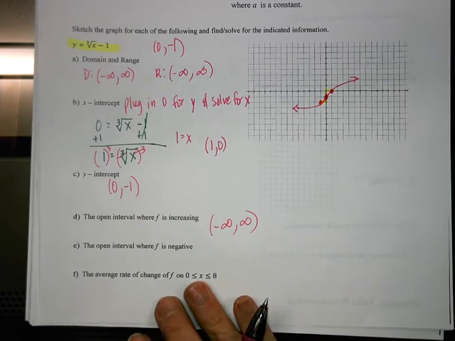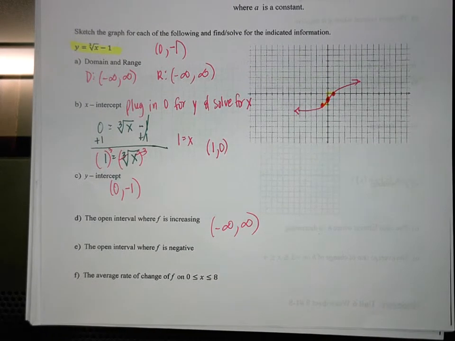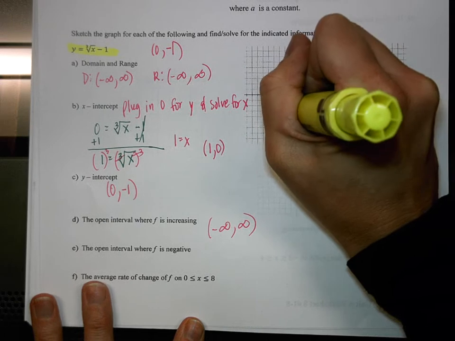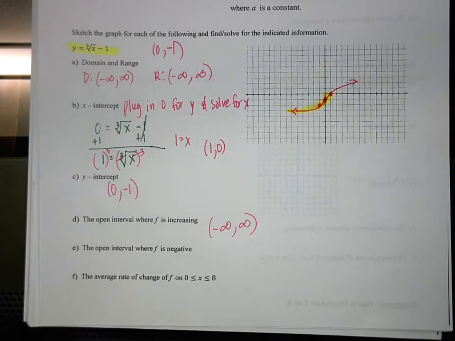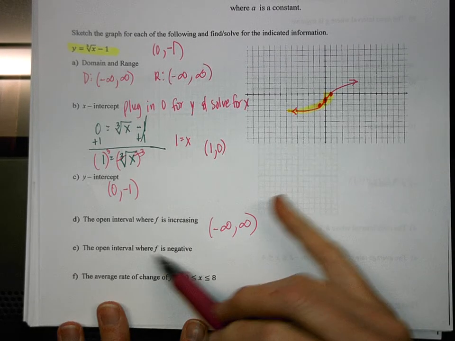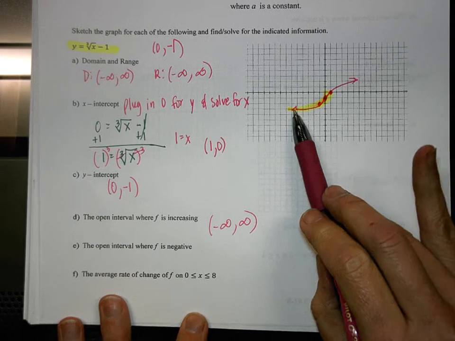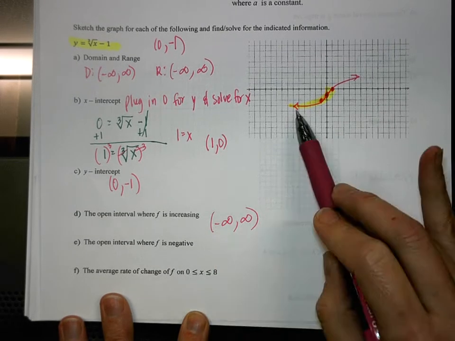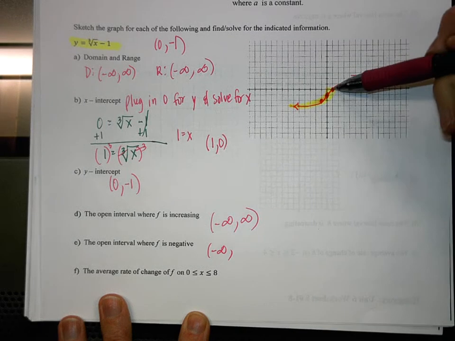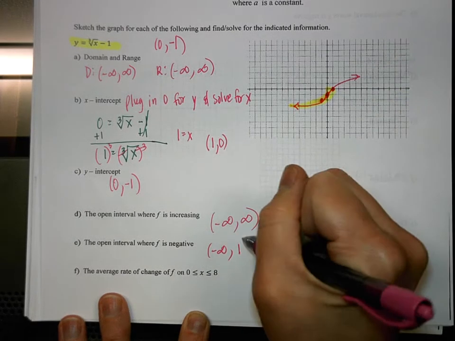The open interval where f is negative is anything that's below the x-axis. So below the x-axis is negative, and this part of the function from here all the way to here is negative. You always go from left to right when you are writing this information. So the interval is negative, starting at negative infinity and going all the way to this point right here, which is at 1.